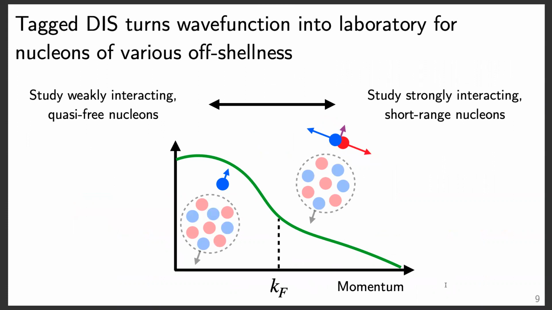And so what this allows you to do is essentially turn the wave function into a laboratory for nucleons of various off-shellness. So if you isolate the low momentum part of the nucleon, you can study weakly interacting quasi-free nucleons. These are the nucleons in the nucleus that are the weakest bound. And then you can go to the high momentum part of the wave function, where you study strongly interacting short-range nucleons. And so this is a very powerful tool for getting a differential look at the structure of nucleons bound in the nucleus.